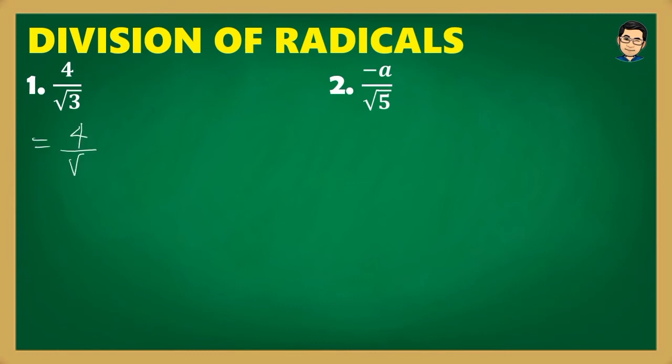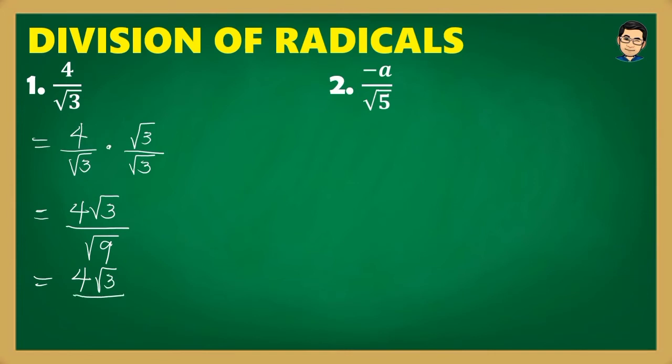4 over square root of 3 times square root of 3 over square root of 3. So, kung ano po ang minultiply natin sa numerator, ganun din po ang imumultiply natin sa denominator. And then, mumultiply natin 4 times square root of 3, that is 4 square root of 3, over square root of 3 times square root of 3 is square root of 9. And then, simplify natin yung square root of 9. So, square root of 9 is 3. So, our final answer will be 4 square root of 3 over 3.